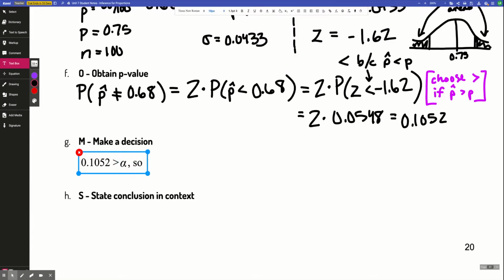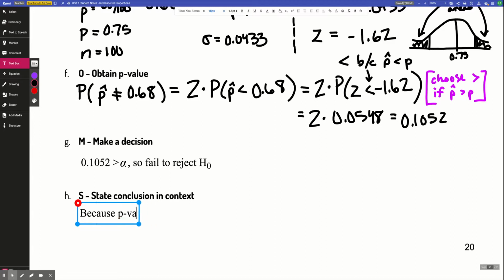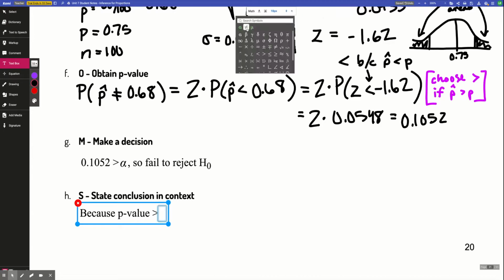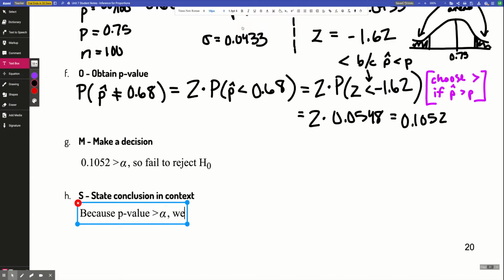So you're going to fail to reject the null. Okay, and then finally, I have my conclusion and context. So this is going to stay the same as your one-tailed test. So we would say because the p-value is greater than alpha, we fail to reject the null.